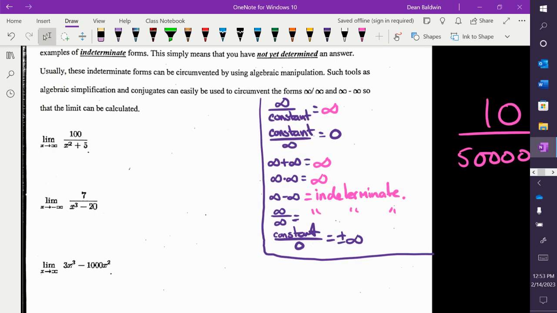The limit as x goes to infinity of 100 divided by x squared plus 5. So if you plug in infinity, what's infinity squared? What's infinity plus 5? What's a constant divided by infinity? 0.